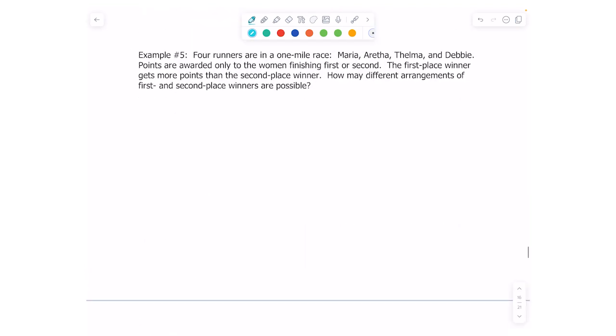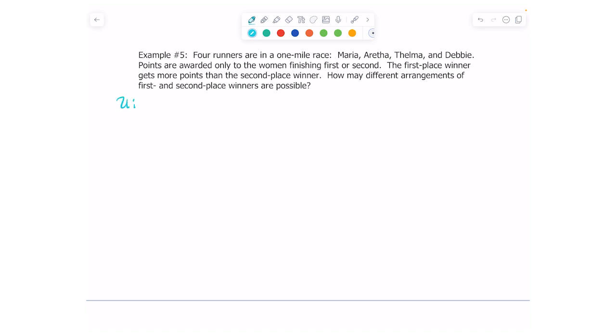All right, in my next problem, I have 4 runners in a 1-mile race. We've got Maria, Aretha, Thelma, and Debbie. Points are awarded only to the women finishing first or second. The first place winner gets more points than the second place winner. How many different arrangements of first and second place winners are possible?